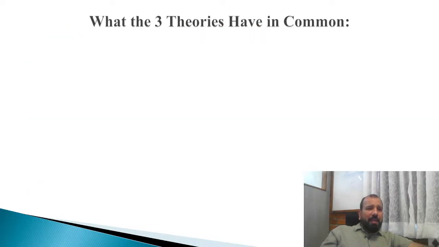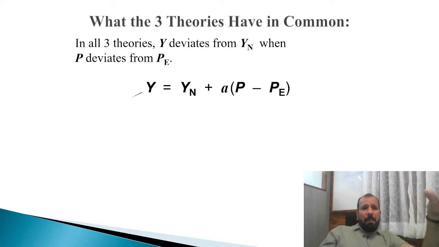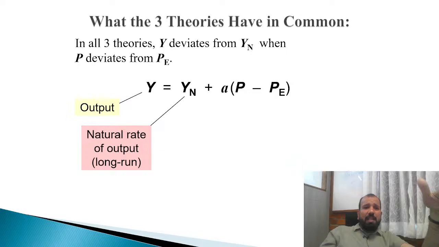This is all about the basic misperceptions. Sometimes firms may confuse a change in the price level P with a change in the relative price of the product they sell. Sometimes we have misperceptions: after a few days the price of the product and services is going to be increased, and we start selling more. So this is what is common here. But these are not the important ones.